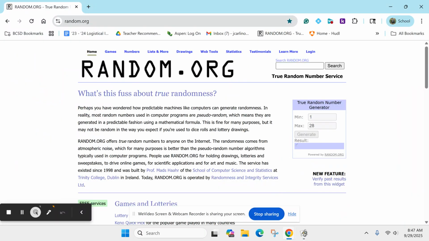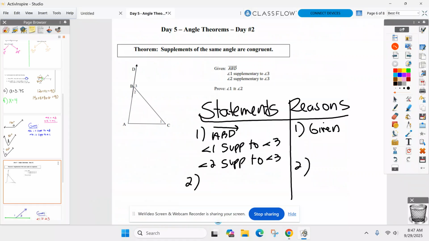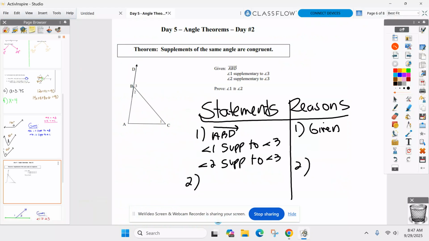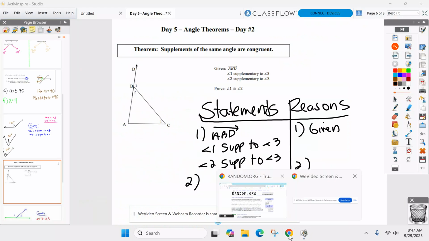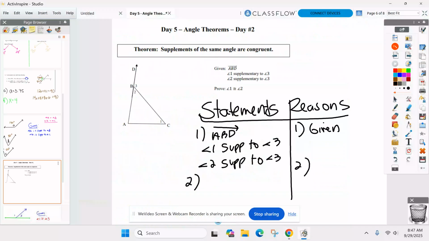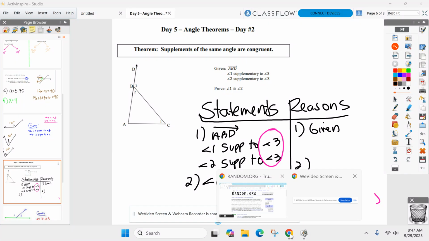Couple questions for some people. Eli, what does 1 supplementary do? 3, thank you. Another one here. Taylor, what does 2 supplementary do? 3, all right. One more question for somebody. Lola, 1 and 2 are both supplementary to what? 3. The same angle. Do you see that? 1 and 2 are both supplementary to the same angle, angle 3, so that if that happens, what do I now know about angle 1 and angle 2?